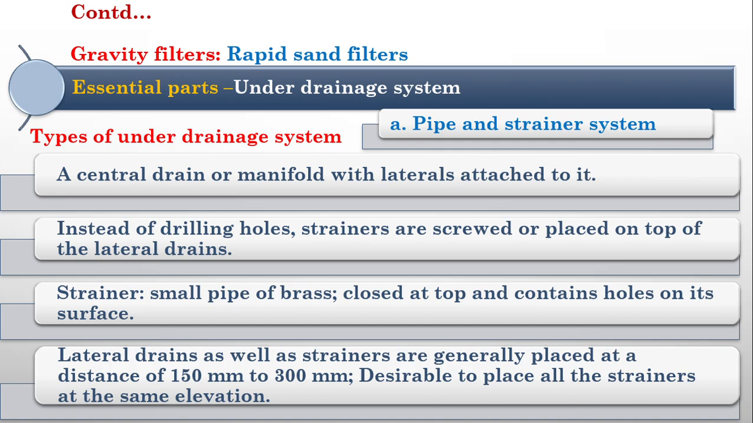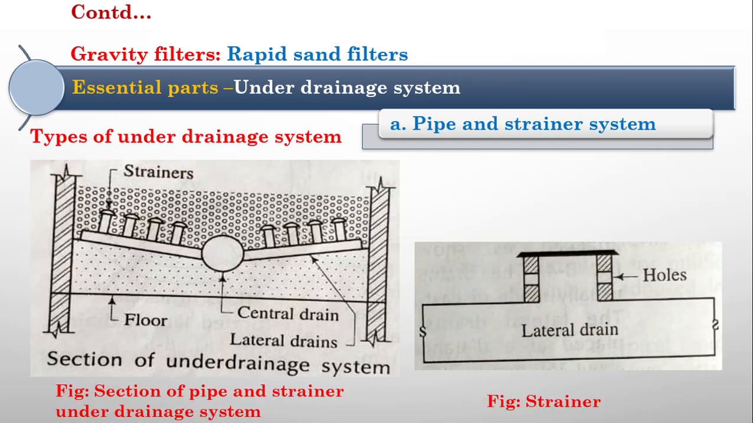First one is the pipe and strainer type under drainage system used for collecting the filtered water. I will show you the figure. The under drainage system mainly consists of two things: one is a central drain, and many laterals will be there. What is the purpose of this? Here is the sand, and the water will move through this. Here is the gravel, and above that there is sand. Water will move through the sand, through the gravel, and then reach here, and this water will be collected at the outlet at the other side.